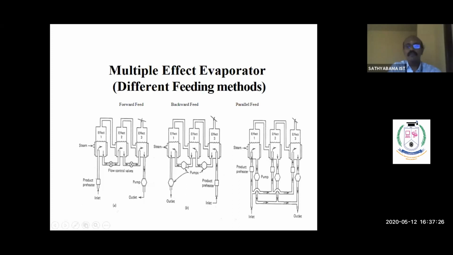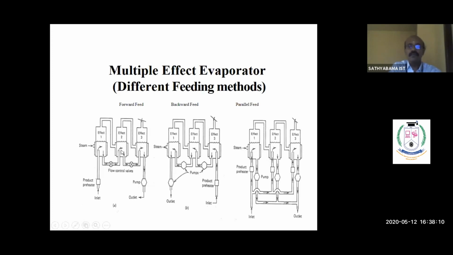One more difference between forward feeding and backward feeding: whenever you want to evaporate a viscous solution, the backward feeding arrangement can be recommended, because in the third effect the pressure is of decreased order, and the temperature will be a bit higher in the third effect. So whenever you want the viscous liquid to meet the higher temperature in the last effect, this kind of backward feeding arrangement can be recommended. So if the product is viscous, it can be treated in the last effect, and from that the product can be recovered. So this is the difference between forward feeding and backward feeding.